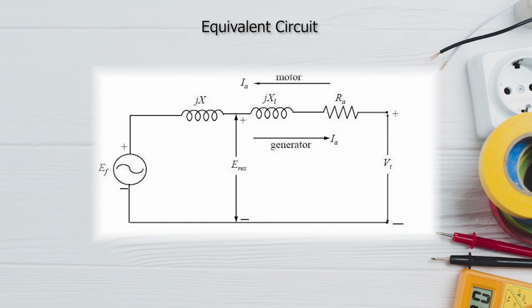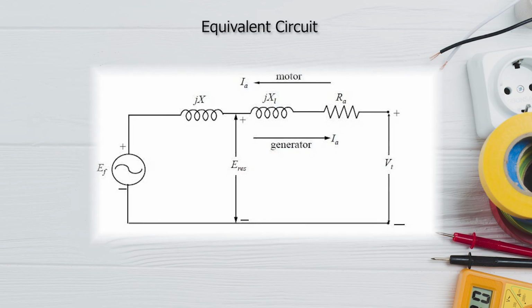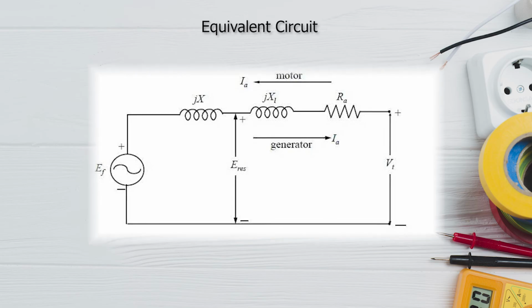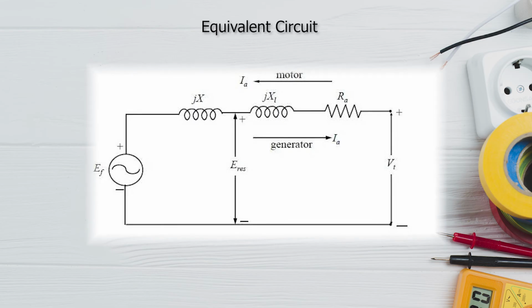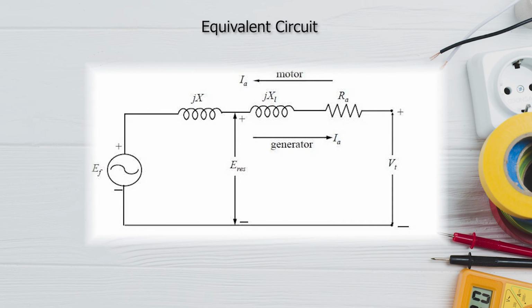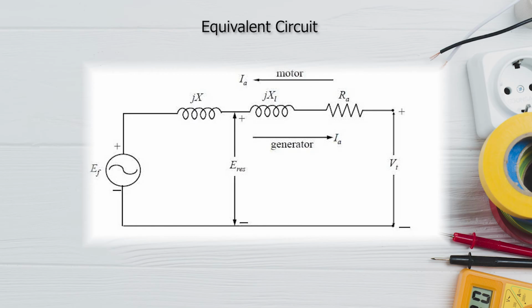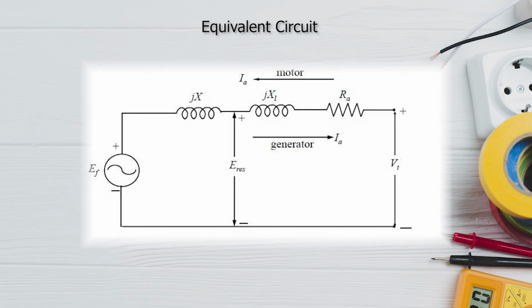Now this is the equivalent circuit. You are observing here we have the Ef, which is the induced EMF in the machine. Then you have the armature reactance jX, and then you have the armature reaction as well. And together these reactances are combined and we call them the synchronous reactance. And then you have the armature resistance also connected there.